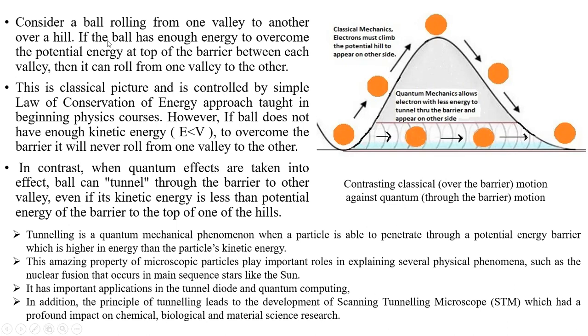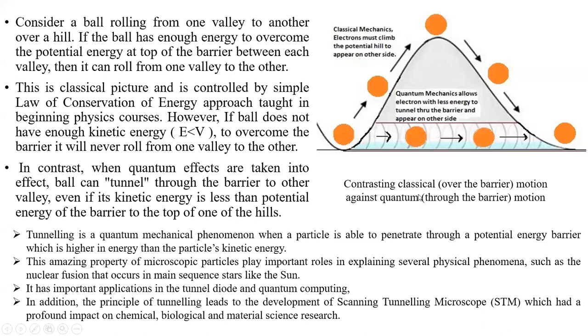What happened here? Consider a ball which is rolling from one valley to another over a hilly region. These two are called valleys. If the ball has enough energy to overcome the potential energy at the top of the barrier between each valley, then it can roll from one valley to another valley. This is a simpler way. Everyone accepts and also expects that.